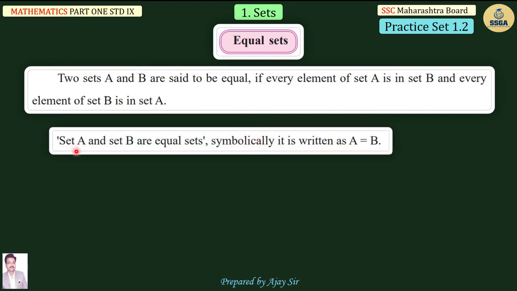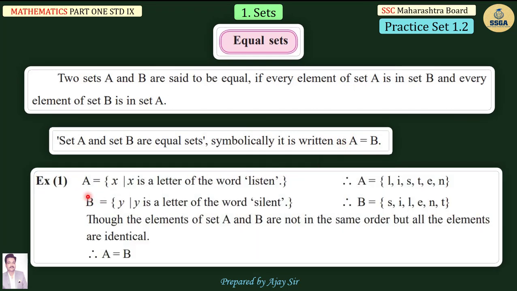So therefore set A and set B are equal sets, and symbolically it is written as A = B. So A = B, this is the representation of equal sets. So the equal symbol means the 2 sets are equal, means all the elements of set A are identical with set B and all the elements of set B are identical with set A.